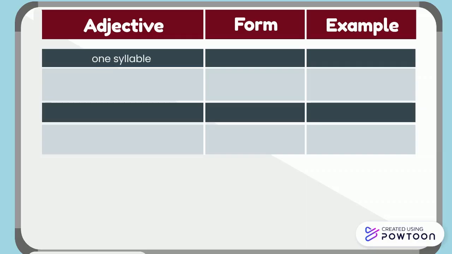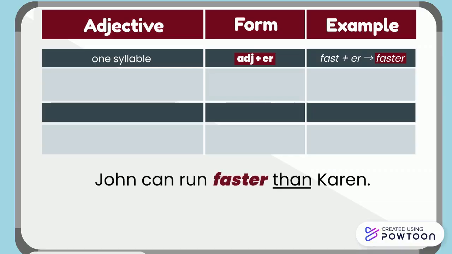For one-syllable adjectives, we add -er to the adjective. Fast becomes faster. For example, John can run faster than Karen. Remember, the key is to use "than" after the comparative form. It shows you're making a comparison between two things or actions, which in this case, you're comparing John and Karen.